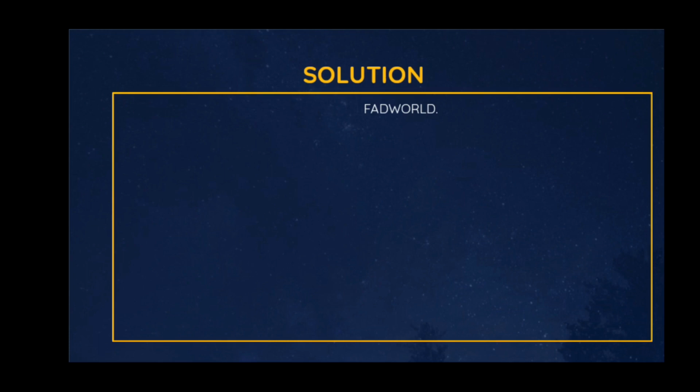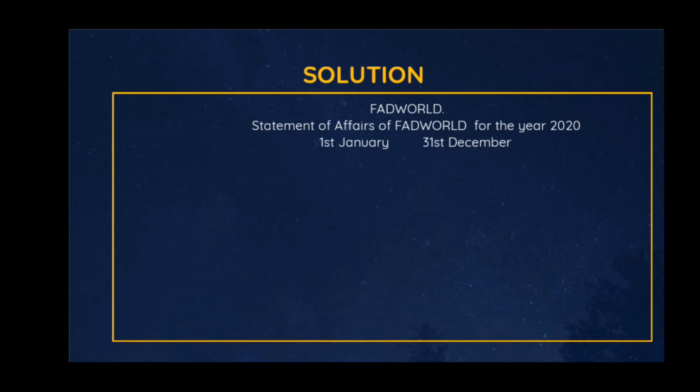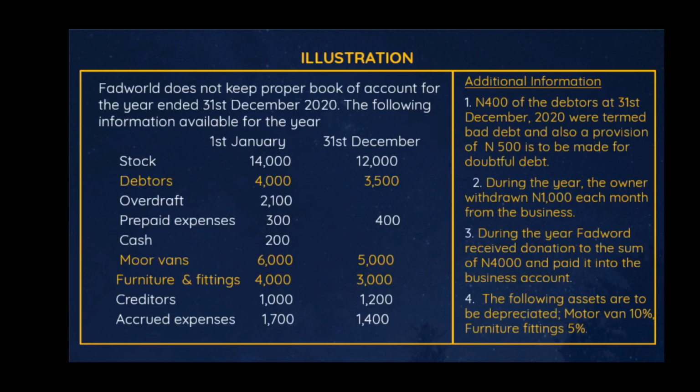We have Fadward. So, statement of affairs for the year ended 2020. Now what is the information? We have the 1st January and we have 31st December. We want to prepare the statement of affairs on a single sheet. The next thing is the denomination: if it is naira or dollar, we put the denomination there. Now let's start the question.